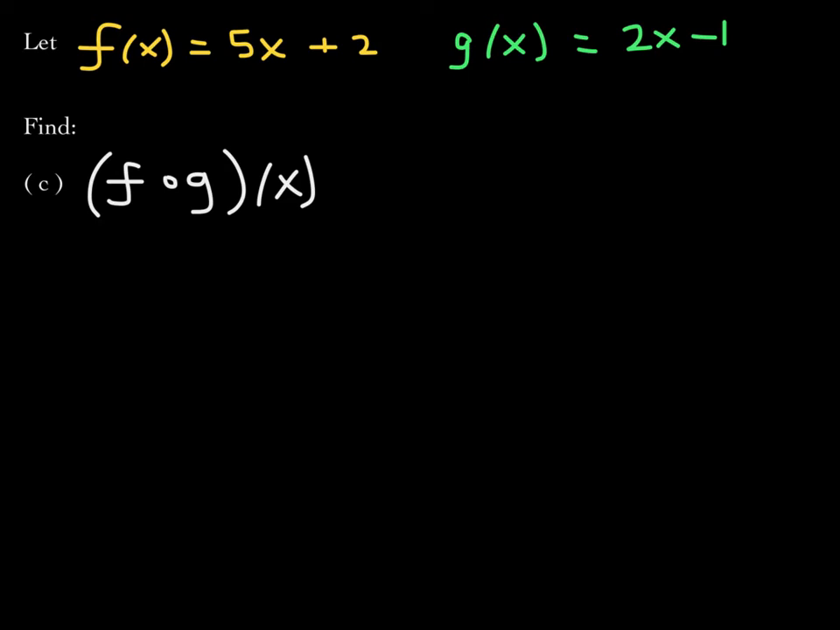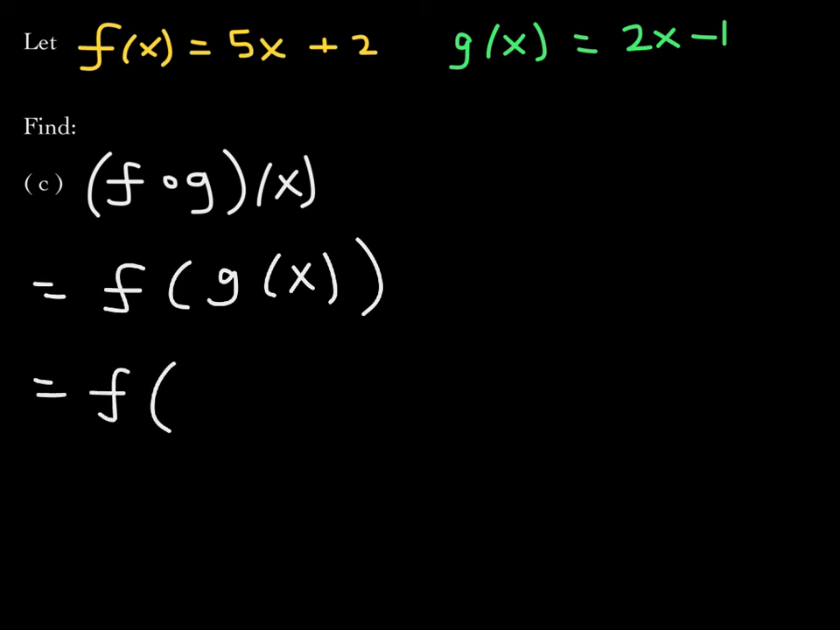So this, by definition, is f of g of x, like that. So what this means is you're going to take g of x and you're going to plug this expression into f, right? G of x is 2x minus 1. That's what g of x is. So you're going to take this expression, which represents g of x, and plug it into f as your input.